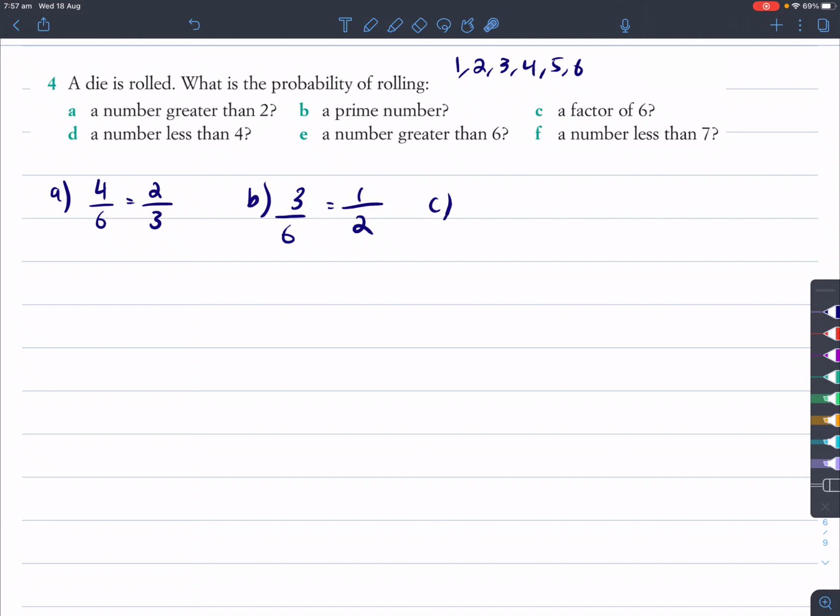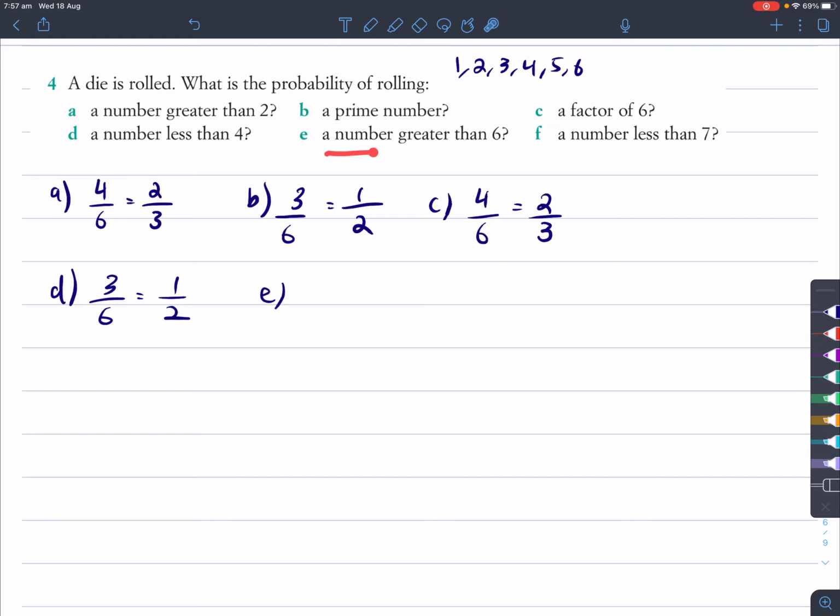Question C. A factor of 6. Factors of 6 are 1 times 6, 2 times 3. How many numbers are that? That includes 4 out of the 6, which is equal to 2/3. D, a number less than 4, with a number 3, then 2, then 1. That occupies 3 out of the 6, which is also half.